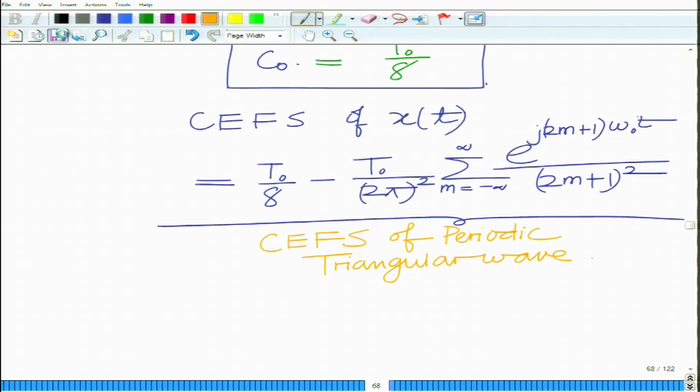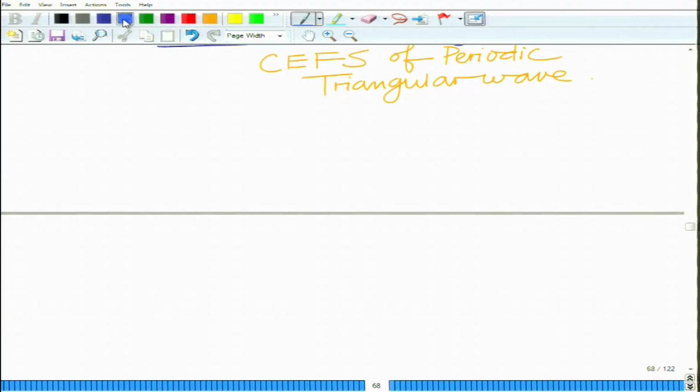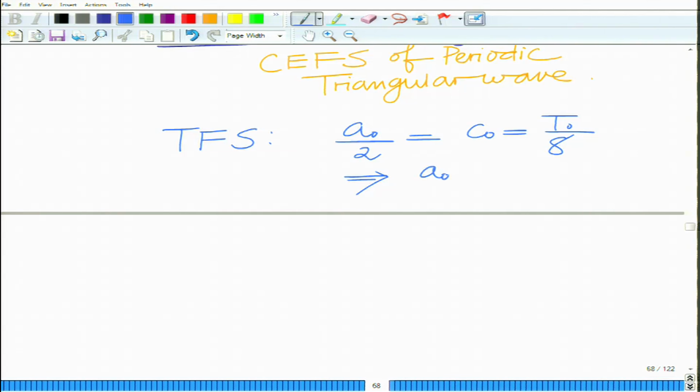This is a complex exponential Fourier series of the periodic triangular wave. Alright. And now again similarly one can readily evaluate the TFS, that is a trigonometric Fourier series, and the TFS is given as, now coming to the TFS, remember we have A naught by 2 equals C naught equals T naught by 8, which implies A naught equals T naught by 4.